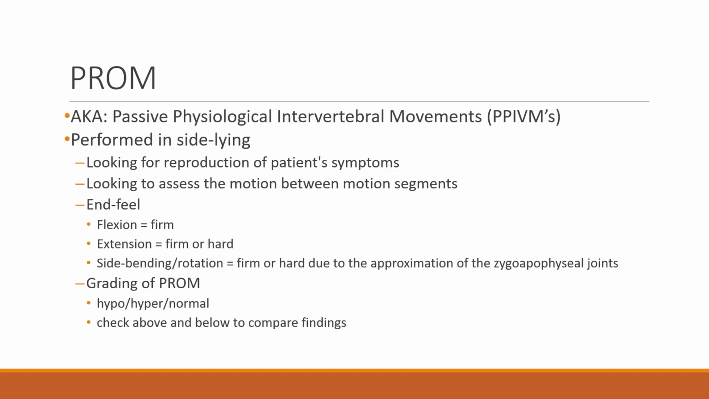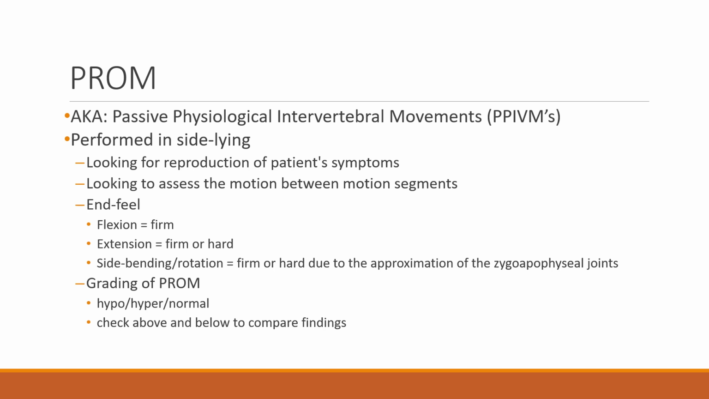You've also spoken about passive range of motion at different body areas in the course. Passive range of motion also applies to the lumbar spine as well. And passive range of motion in the lumbar spine is sometimes called passive physiologic intervertebral movements. You may hear that abbreviated as PIVMs or PPIVMs. And if you hear that term, we're dealing specifically with passive range of motion in the lumbar spine.